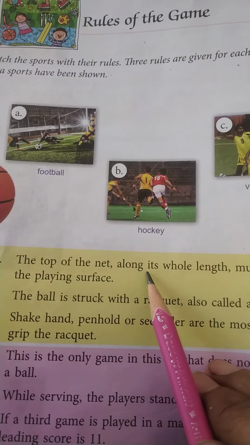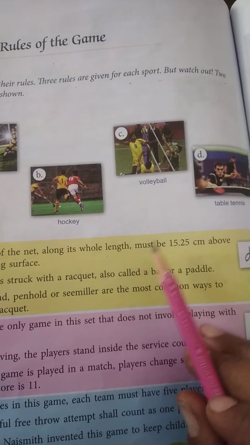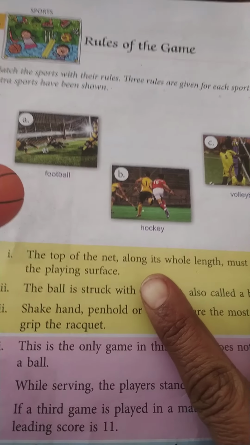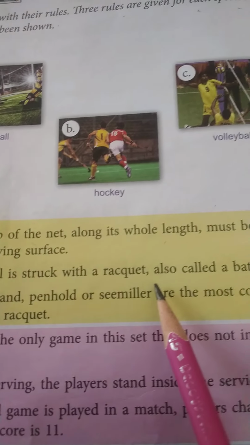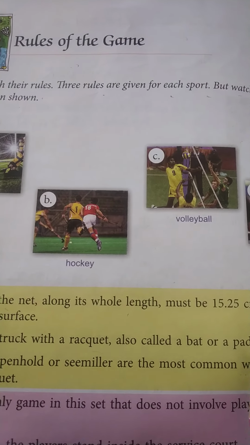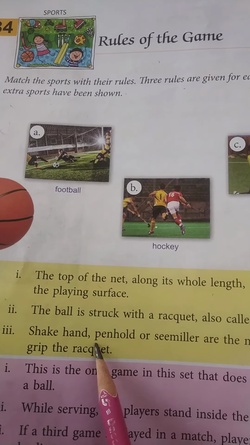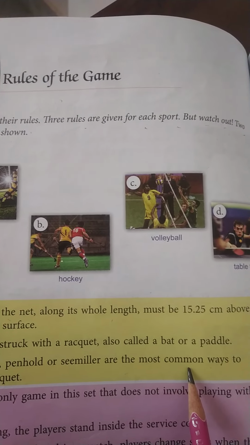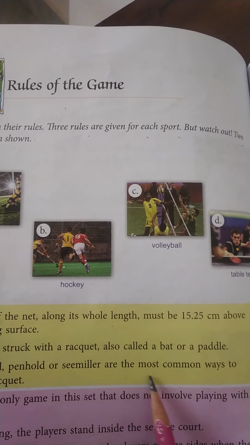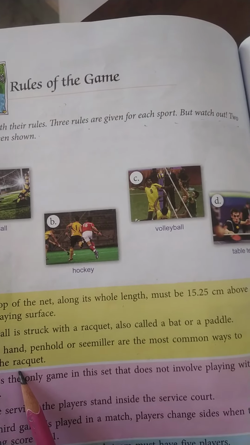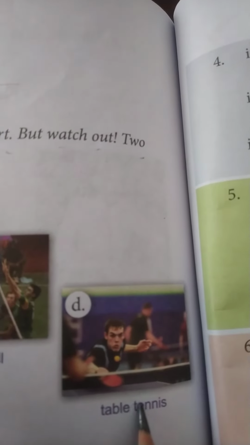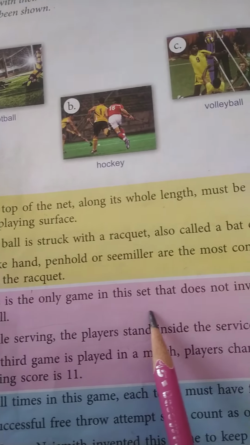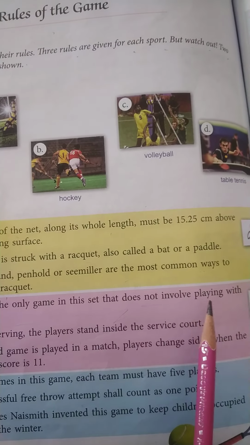First, the top of the net along its whole length must be 15.25 centimeters above the playing surface. The ball is struck with a racket, also called a bat or a paddle. Shake hand, pen hold, or similar are the most common ways to grip the racket. Yes, that is table tennis. So answer is D.